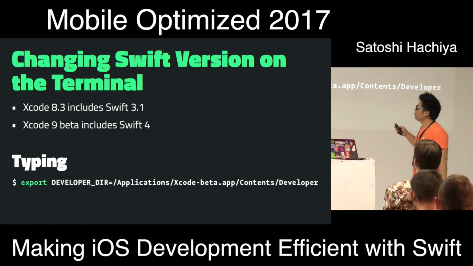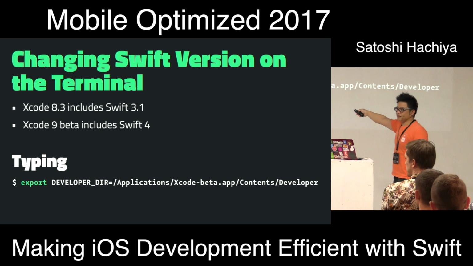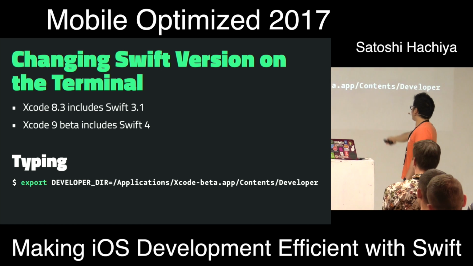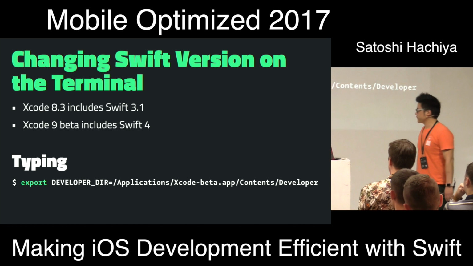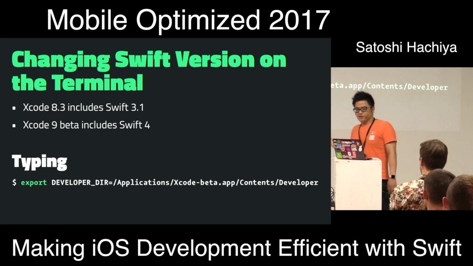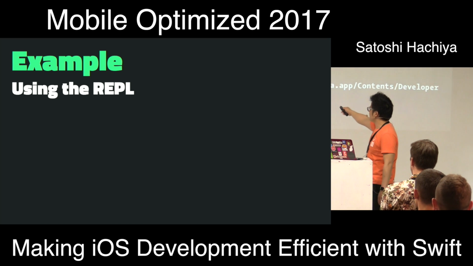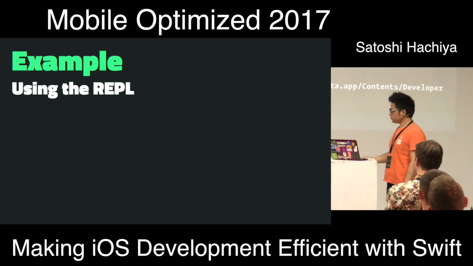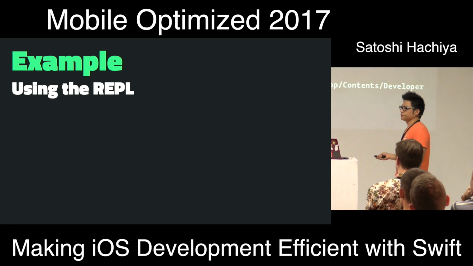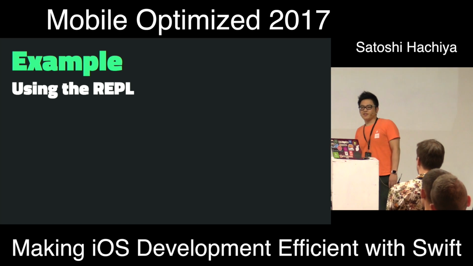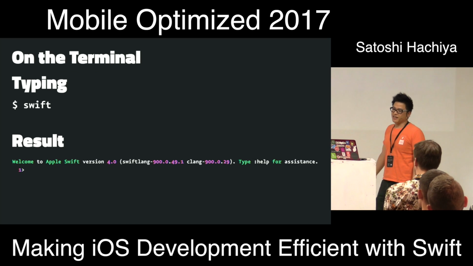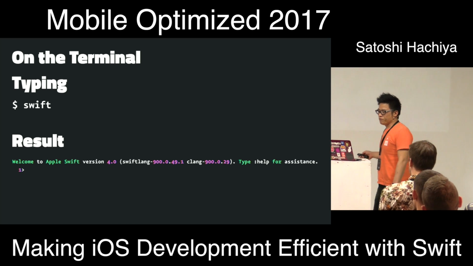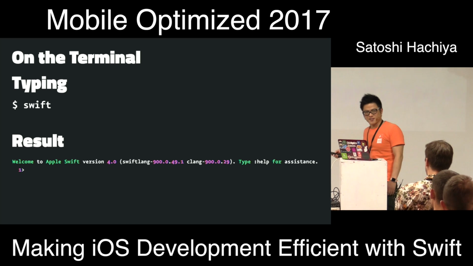If you want to use Swift 4 on the terminal, type as follows: export DEVELOPER_DIR and pass the path to the Xcode beta application. If you want to change back to Swift 3, unset this parameter on the terminal, or close the terminal. The first example is just printing text like hello world. Since I'm in Belarus, I print hello Belarus in this talk.